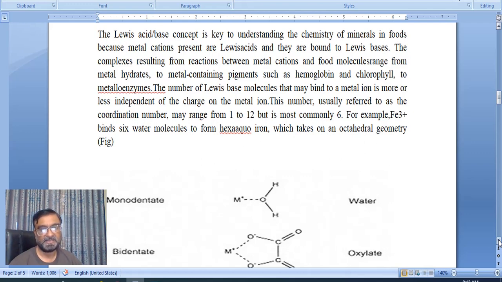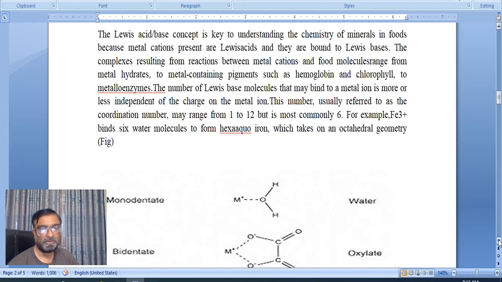So you can see the metals are available in different forms: making hydrates, making complexes with pigments, for example hemoglobin and chlorophyll, and making complexes with enzymes, which are called metalloenzymes. The number of Lewis base molecules that may bind to a metal ion is more or less independent of the charge on the metal ion. This number is usually referred to as the coordination number.